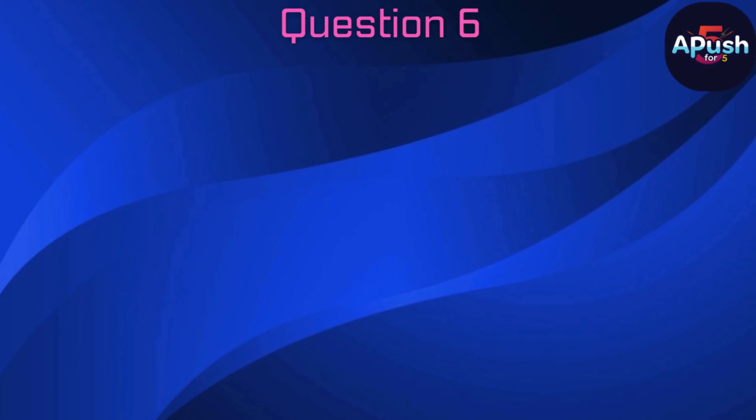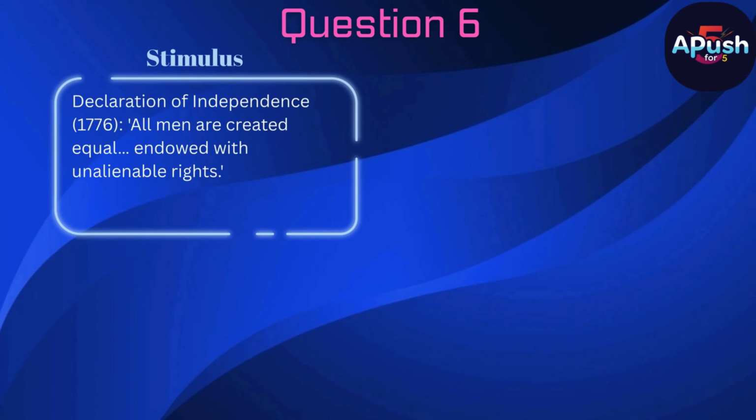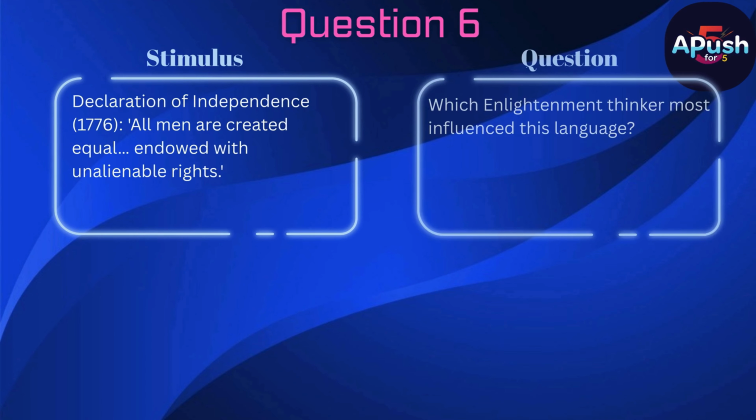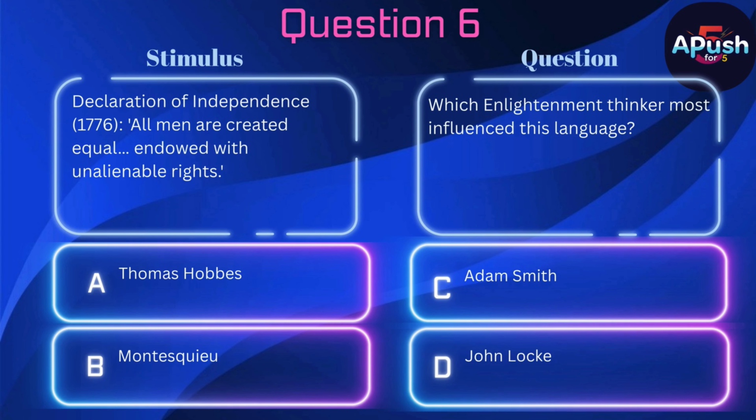Question 6. Stimulus. Declaration of Independence, 1776. All men are created equal, endowed with unalienable rights. Question: which Enlightenment thinker most influenced this language? A. Thomas Hobbes, B. Montesquieu, C. Adam Smith, D. John Locke.